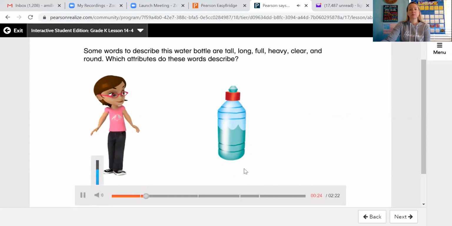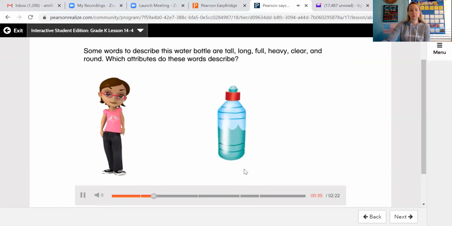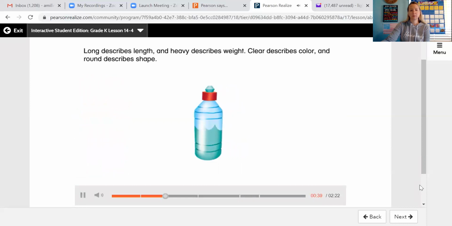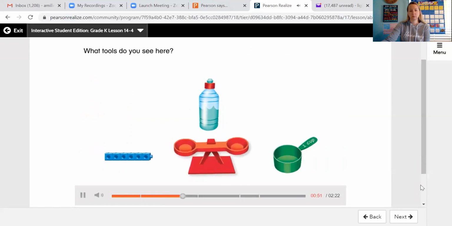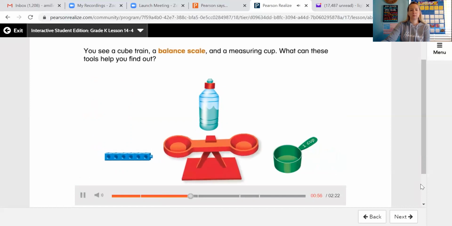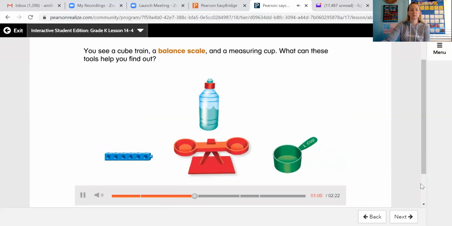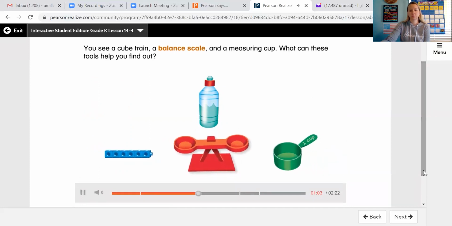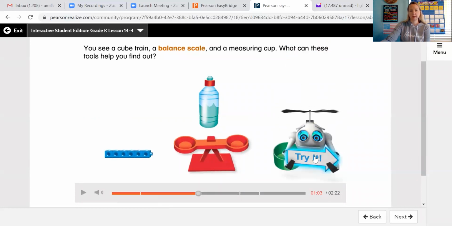Some words to describe this water bottle are tall, long, full, heavy, clear, and round. Which attributes do these words describe? Long describes length, and heavy describes weight. Clear describes color, and round describes shape. What tools do you see here? You see a cube train, a balance scale, and a measuring cup. What can these tools help you find out? Oh, let's find out.